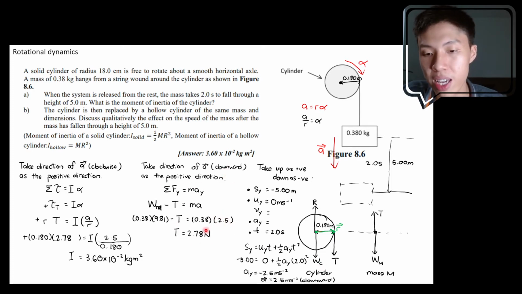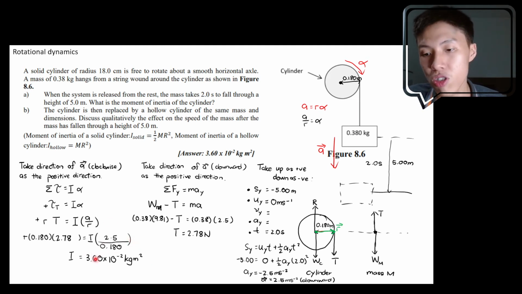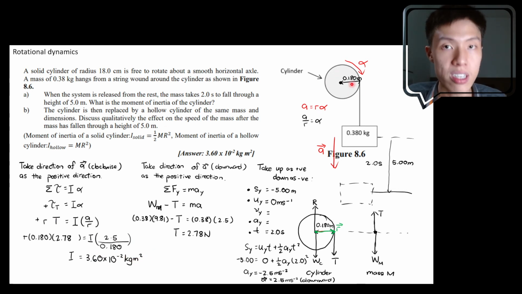Okay, then from there we get our tension, then bring back our tension into the first block of question, then we substitute everything, we get our moment of inertia. So this 3.60 times 10 to the power of negative 2 kg meter square is the moment of inertia of the cylinder over here.